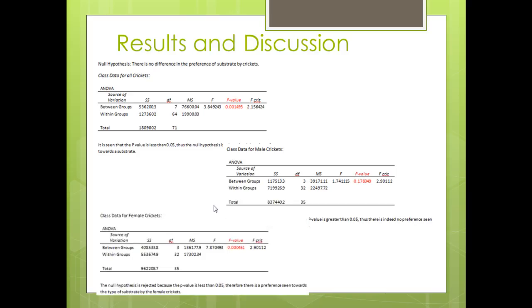And finally, from the class data for the female crickets, the null hypothesis was that there is no preference seen towards any specific substrate by the female crickets, but after doing the ANOVA, the null hypothesis was rejected because the p-value is less than 0.05. So finally, the females did have a preference towards a specific substrate.